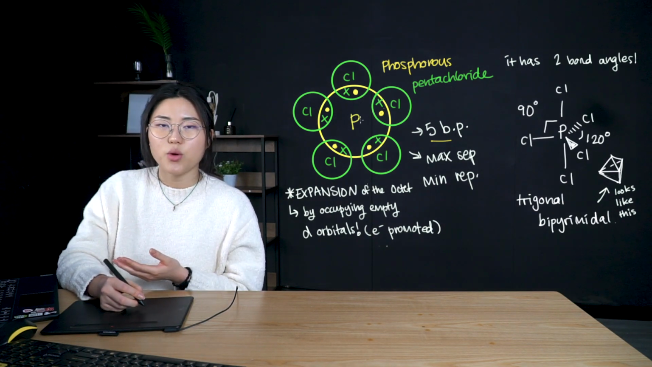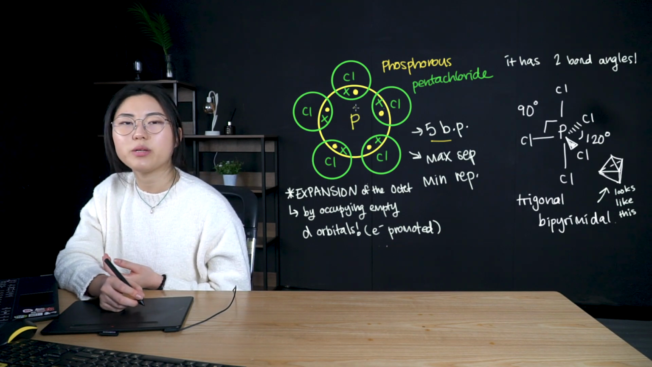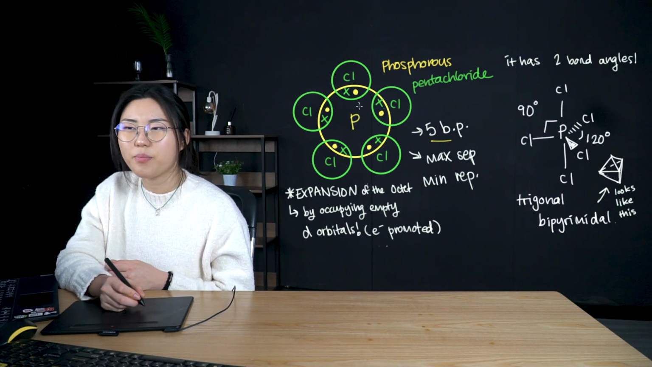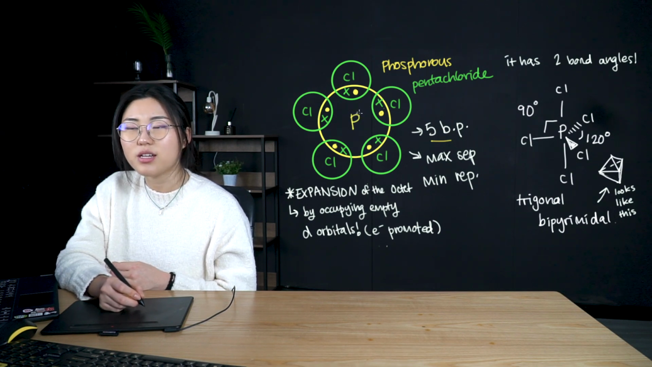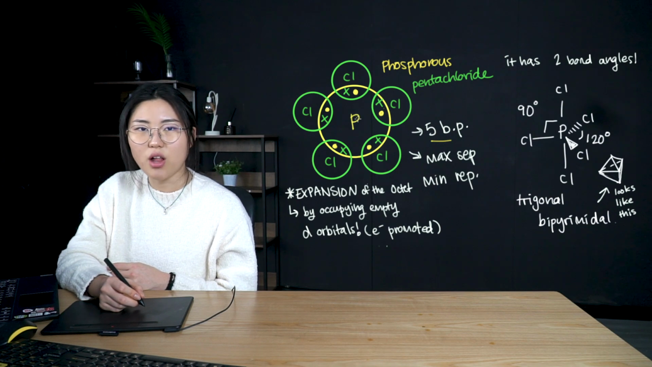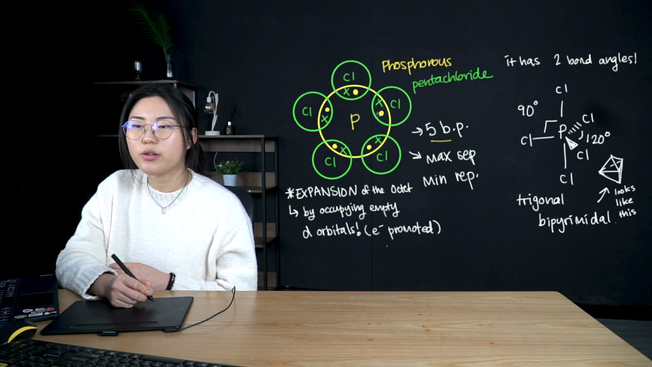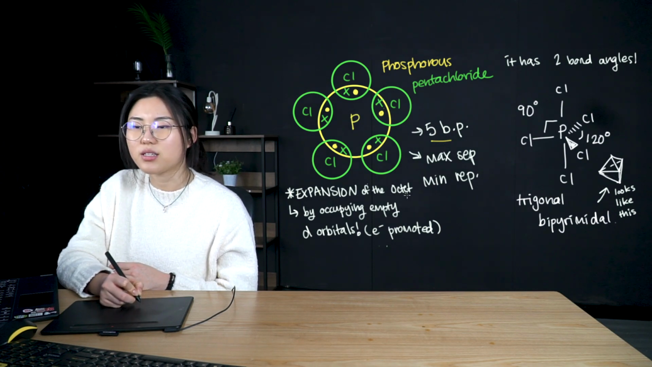cross diagrams, we can notice that this one is a little bit different. It has 5 bond pairs on the P, meaning that phosphorus pentachloride has 10 electrons on its outer shell. How does it do that? So this is called the expansion of the octet.